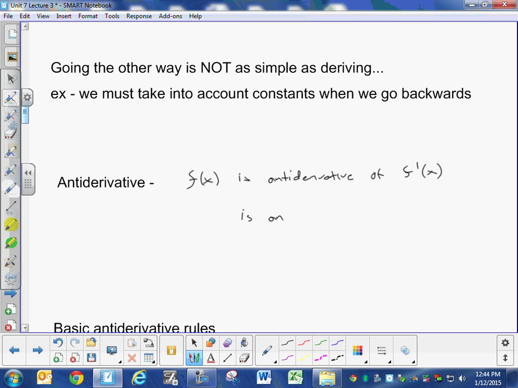Now, the antiderivative of regular f is big F, capital F of x. Okay? We could say f prime is the antiderivative of f double prime, so on and so forth.